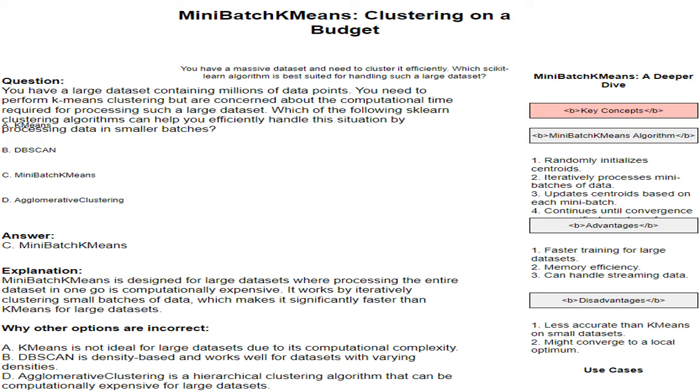C. Mini-batch k-means. K-means clustering, a popular partitioning clustering algorithm that aims to group data points into k clusters based on their proximity to cluster centroids. Applications: image segmentation, customer segmentation, document clustering. Suppose we have 5 data points with 2 features x1, x2. Data points: (1, 2), (2, 3), (3, 4), (4, 5), (5, 6). Let's assume we want to cluster these points into 2 clusters, k=2. 1. Randomly initialize 2 centroids.